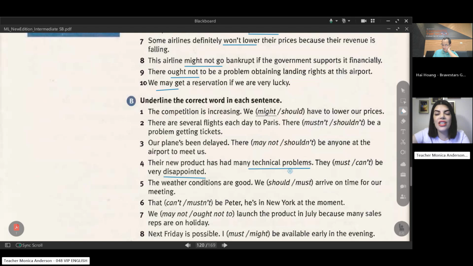And the weather conditions are good. We should or must arrive in time. I think should is better, of course.